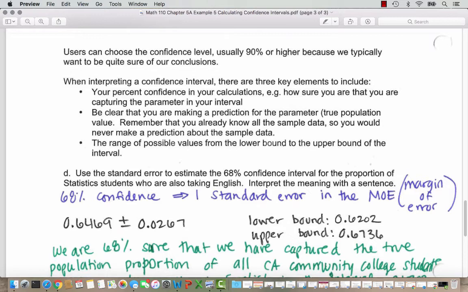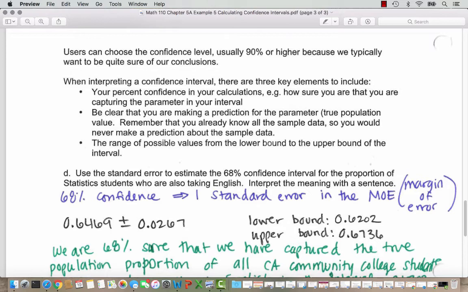That would be how sure you are that you are capturing the parameter in your interval. Remember, the parameter is the value about the population. You want to be clear that you are making a prediction for the parameter. That's the true population value. So remember that you already know all of the sample data, so you would never need to make a prediction about the sample data. You're always predicting for the larger group that you don't have data from. And the range of possible values from the lower bound to the upper bound of the interval needs to be given.